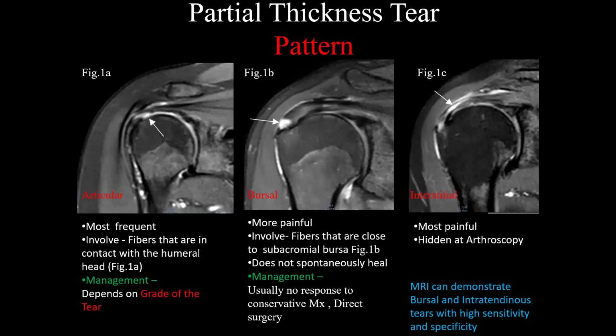We will now analyze the partial thickness tear of supraspinatus tendon on oblique coronal PD FATSAT images. In figure 1A, we see fluid intensity along the fibers of the supraspinatus in contact with the humeral head, that is the articular surface, suggestive of an articular sided partial thickness tear. These are the most frequent types of tear. Management of the tear depends on the grade or extent of the tear, which we will see in the upcoming slide.